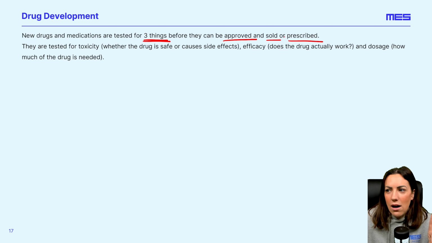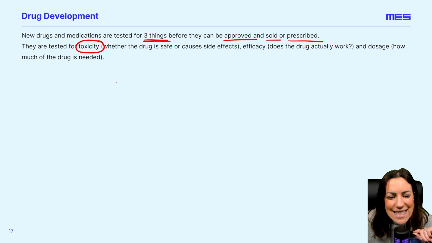Those 3 things are, number 1, they have to be tested for toxicity. Basically, that means, is the drug safe? Is it going to cause any serious side effects? Is it toxic, right? So it's tested for toxicity.